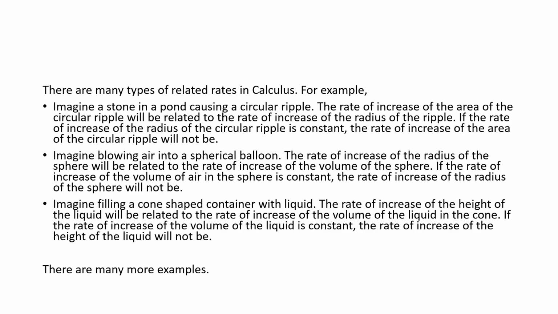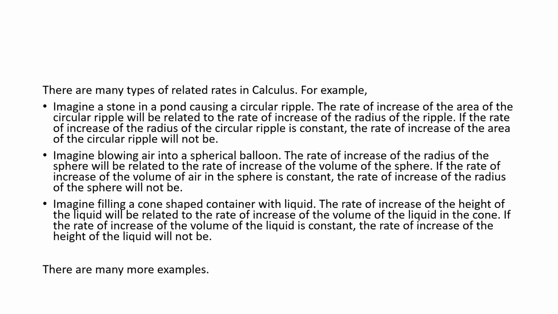Like in this example, the first bullet point: imagine a stone in a pond creating a circular ripple. The rate of increase of the area of the circular ripple will be related to the rate of increase of the radius of the ripple. And if the rate of increase of the radius is constant, the rate of increase of the area will not be constant. We can imagine blowing air into a spherical balloon.